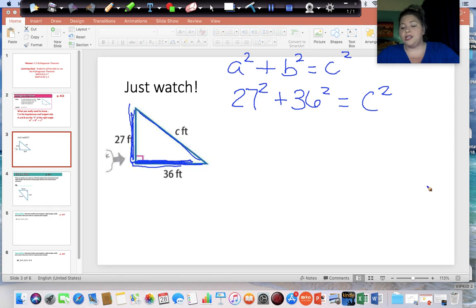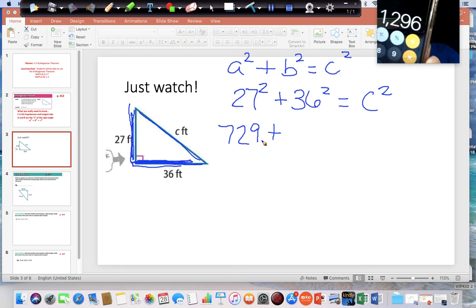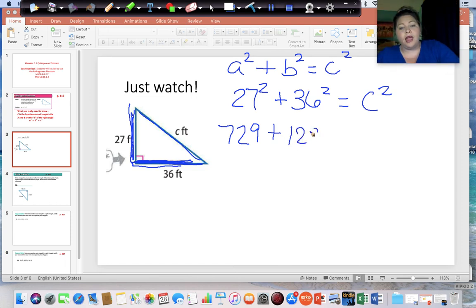So we can do 27 squared in our calculator, which is 27 times 27. And you should get 729. So this is 729. By the way, you have to show this work on every single problem. That's the hardest part about these, is showing your work. Okay, and 1296, that'll be 36 squared. And then we are going to add those two together.